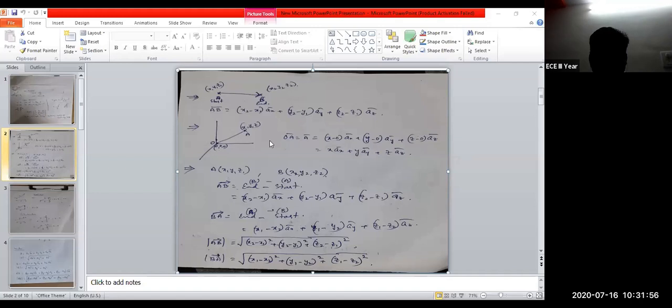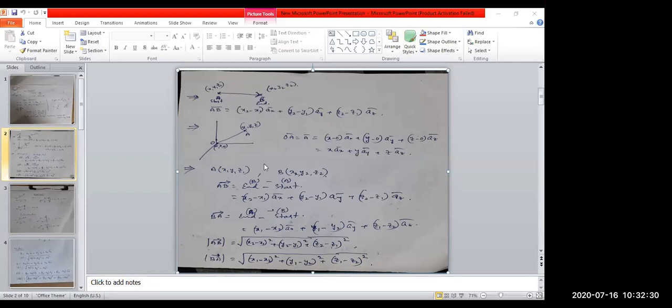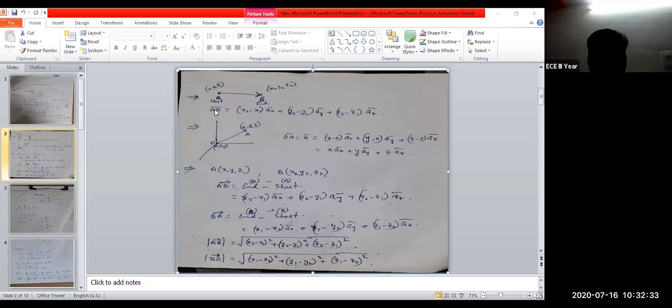So here if it is 0, 0, 0, then 0 means starting at O and ending at A bar. Such position vectors can also be called A bar. If it is starting at one point O and ending at another point, either we can call it OA bar or we can call it A bar. Why are we calling it A bar? Because the starting point is what? Origin. Yes, the starting point is origin.